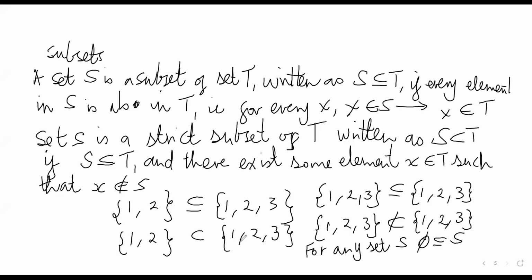{1, 2, 3} is a subset of this one, because for every X in S, X is also in T. {1, 2, 3} is in S and {1, 2, 3} is in T. {1, 2, 3} is not a strict subset of this one. For it to be a strict subset, one element in T must not be in S. But here all elements in T are in S, so it cannot be a strict subset.